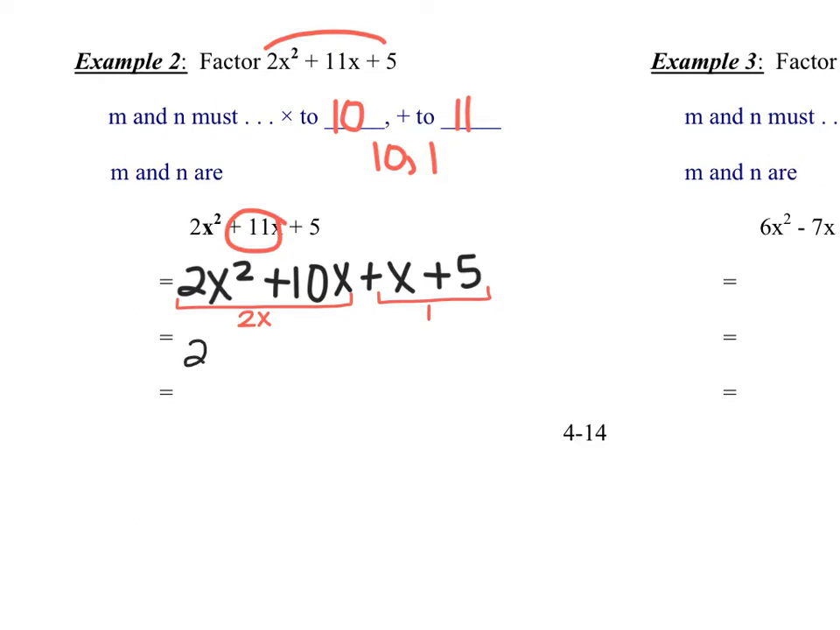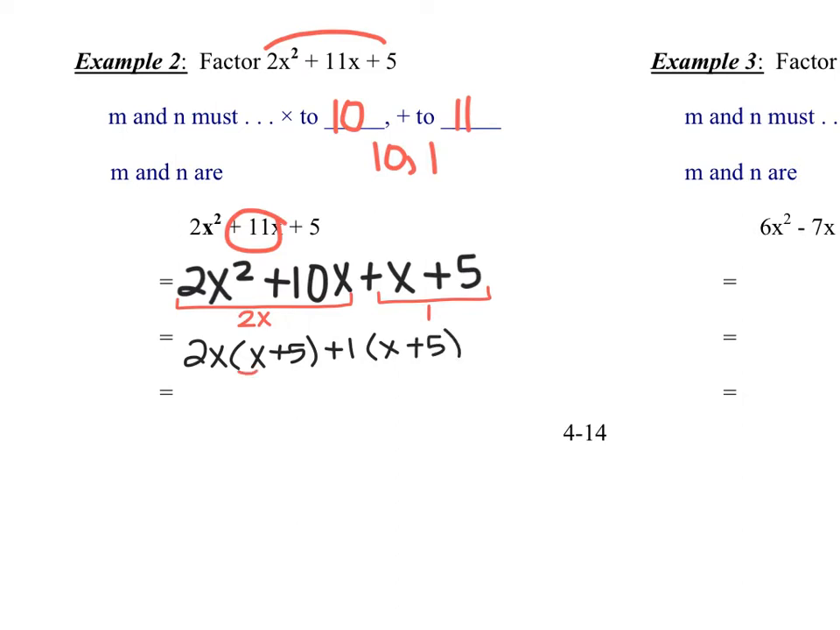So now, put my common factor out in front. 2x squared divided by 2x is just x. 10x divided by 2x is 5. I have to write a common factor for my second pairing, so I'm just going to write plus 1. x divided by 1 is x. 5 divided by 1 is 5.